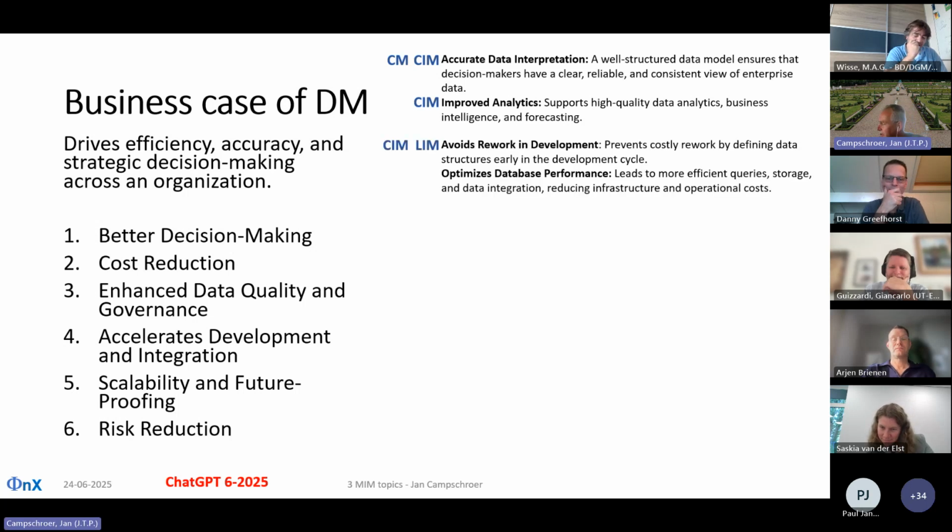Dan de kostenreductie. En dat zit dan voornamelijk in, je voorkomt rework en het optimaliseert de database performance. Nou, avoids rework. Ik denk dat het zorgen voor een goed conceptueel gegevensmodel, en misschien het logisch informatiemodel ook nog wel, ervoor zorgt dat wat je bouwt, dat je dat maar 1 keer doet en dat je niet hoeft te herbouwen. Dat als je het eerst goed begrijpt, dat je het dan beter bouwt.